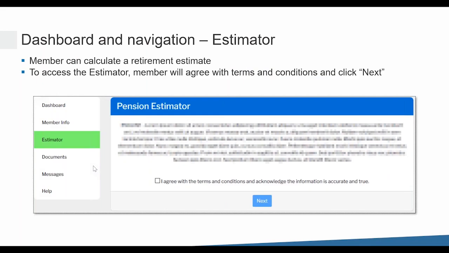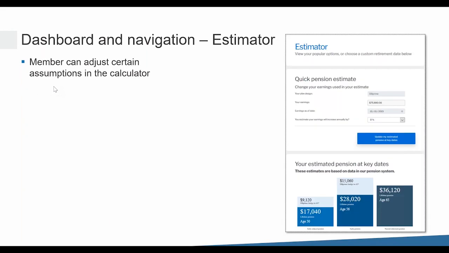The next process on the dashboard is the estimator, which the member can use to calculate a retirement estimate. The member will check off they agree with the terms and conditions and click Next. To start an estimate, the member will update certain assumptions in the calculator and run the estimate. The estimated pension information will then be displayed below.